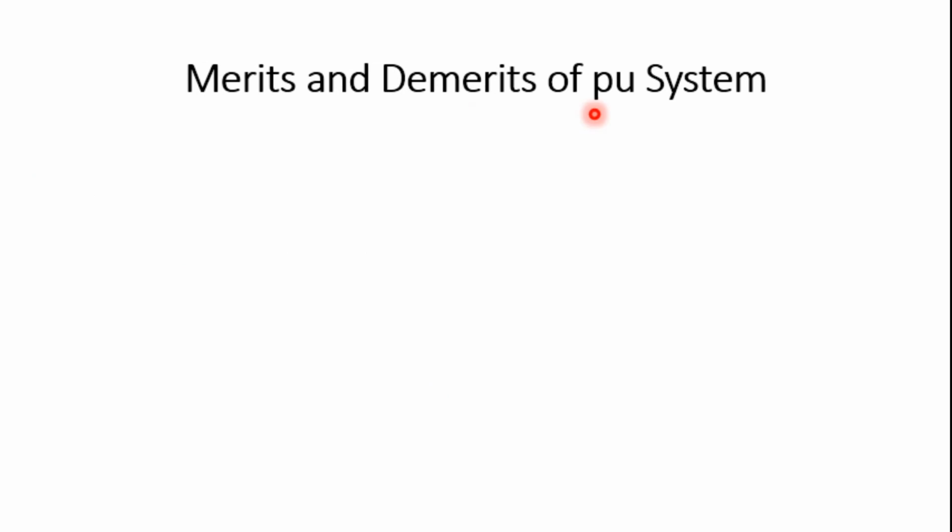We understood the equation for single phase and the three phase, and then if there is a change, the new values. But what are the advantages and the limitations of the per unit system? This is the merits and demerits of the per unit system. Let's see what the merits are.